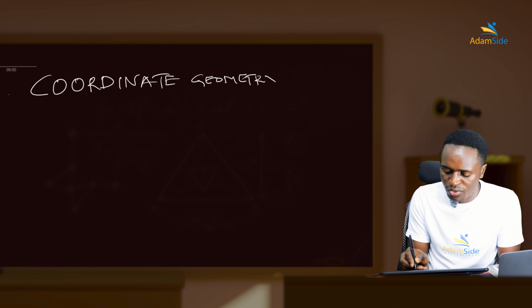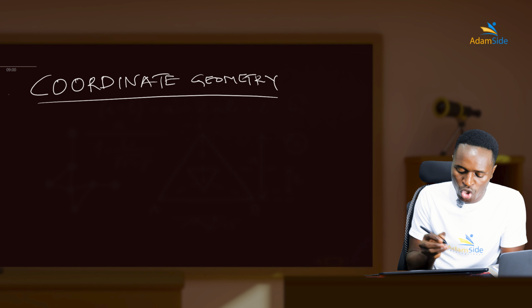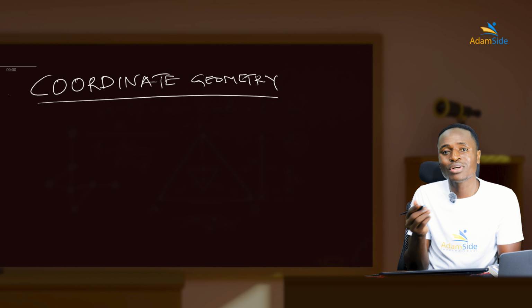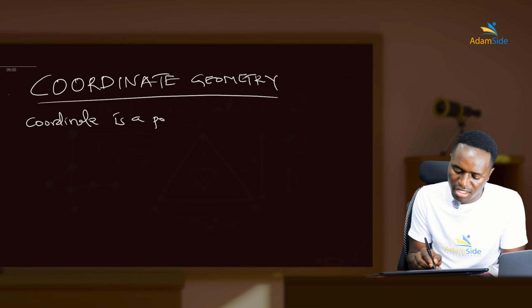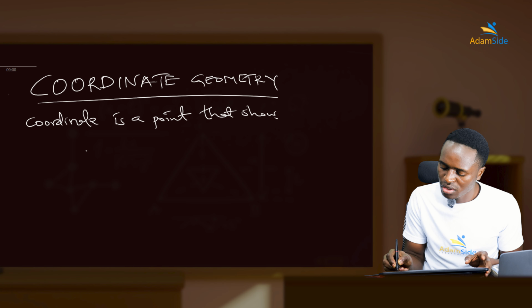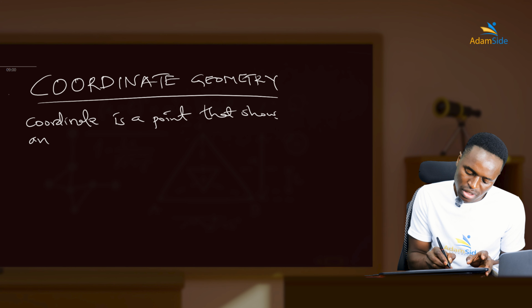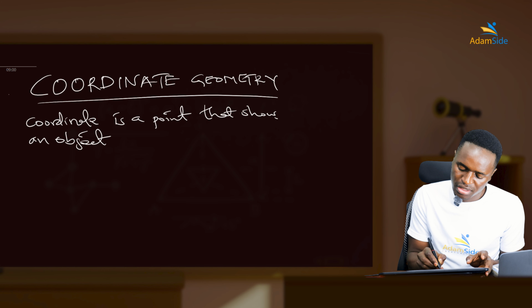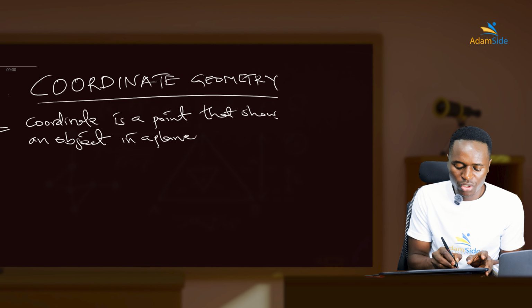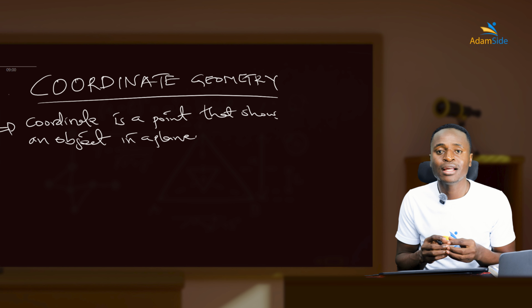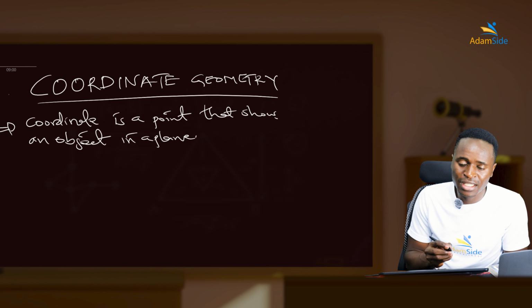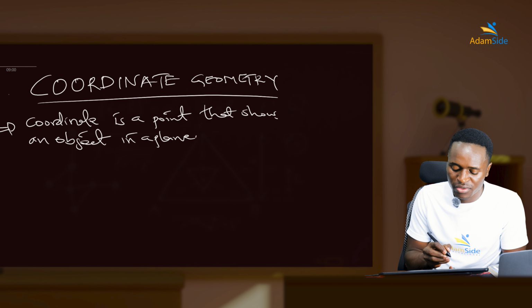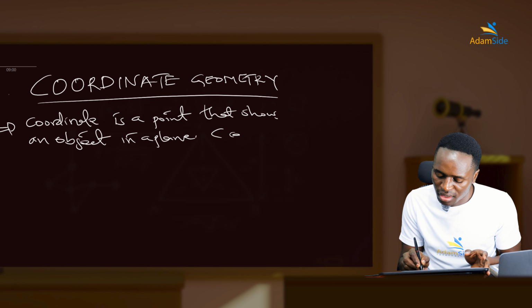In this unit, we're going to learn about what is a coordinate. So what is a coordinate? We say a coordinate is a point that shows the location of an object in a plane. And normally when we're talking about a plane in math, we're talking about any flat surface. The plane being talked about here is called the Cartesian plane.